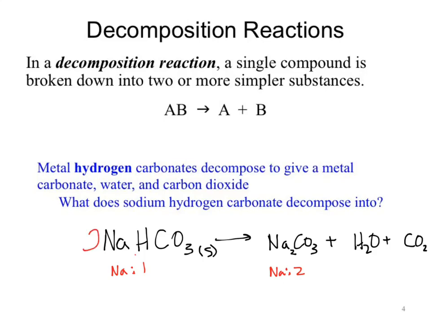We need 2 sodiums on the left. So we put the 2 out in front. Why do we not put it as a subscript? That changes the formula. Once we've established our formulas, we cannot change them. We can only put numbers as coefficients out in front of our equation. What do we move to now?